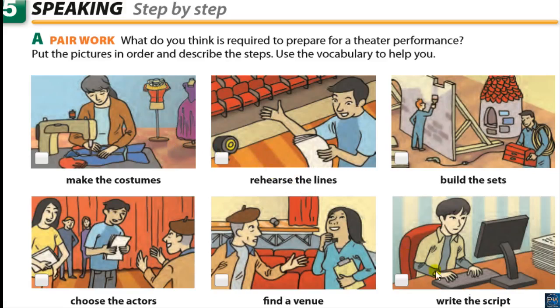What's number one? Number one, the script is written. This is picture number 1. 2, the actors are chosen. This is picture number 2. 3, the lines are rehearsed. 4, a venue is found. 5, the sets are built. 6, the costumes are made. So the order is 6, 3, 5, 2, 4, 1.